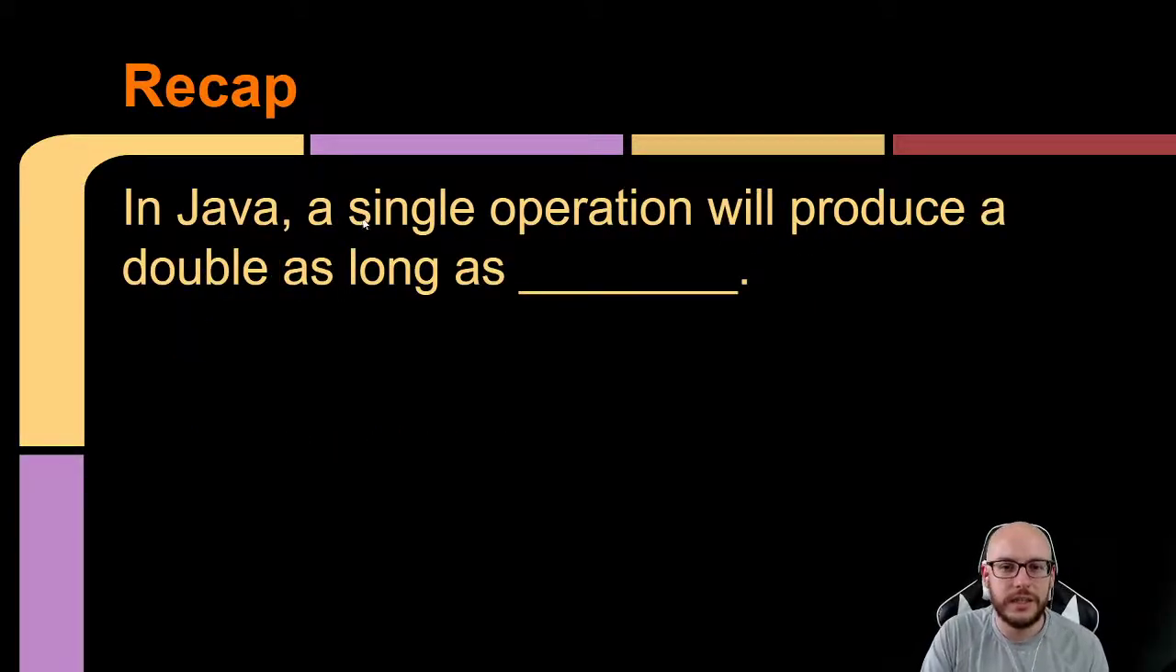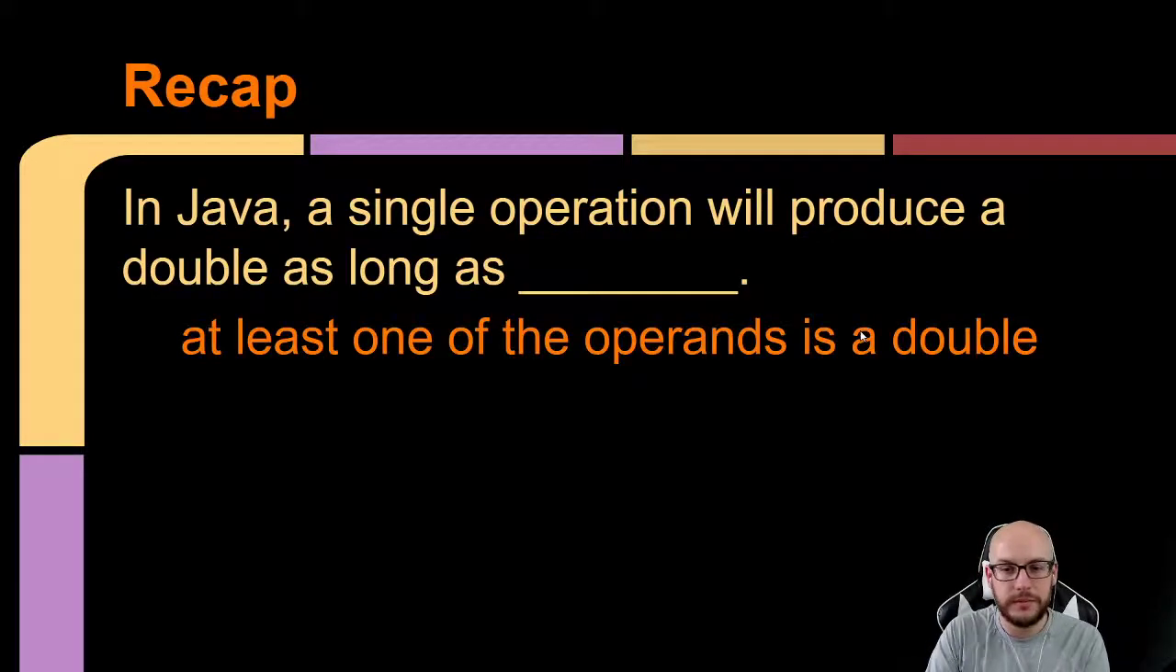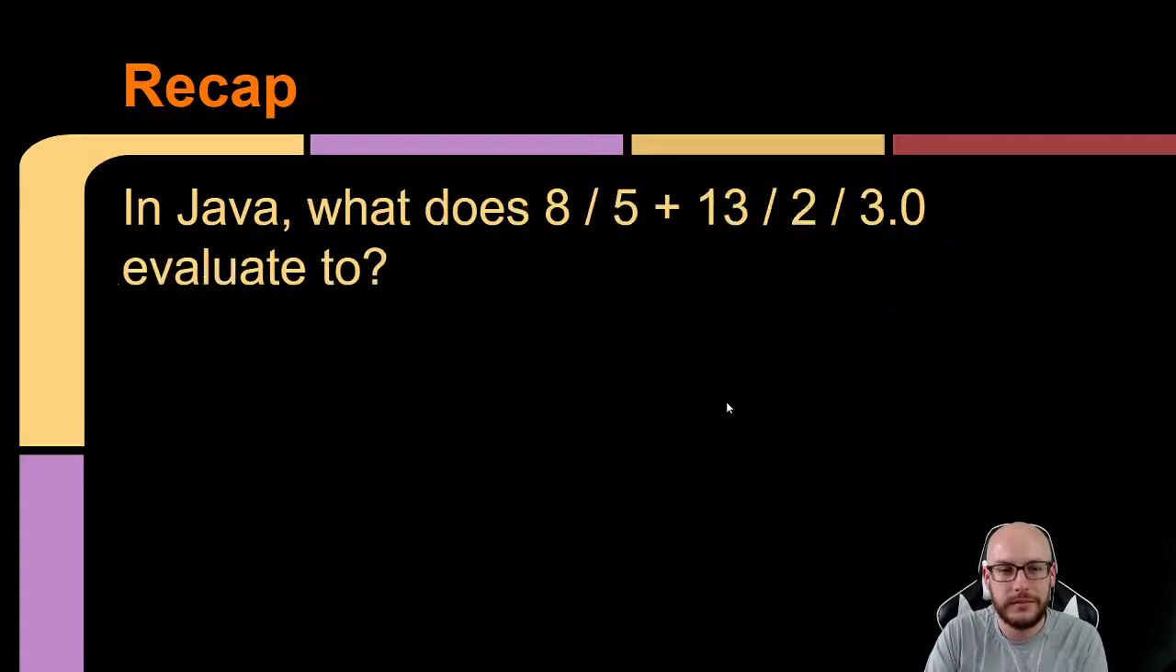In Java, a single operation will produce a double as long as blank. A single operation will produce a double as long as one of the operands is a double. At least one, right? If both are, it's the same thing.